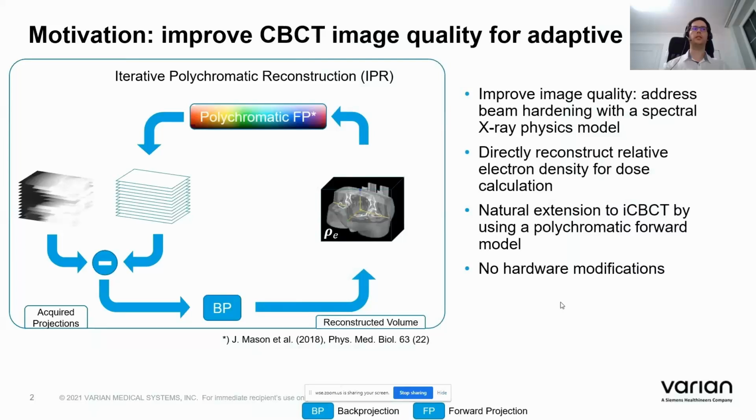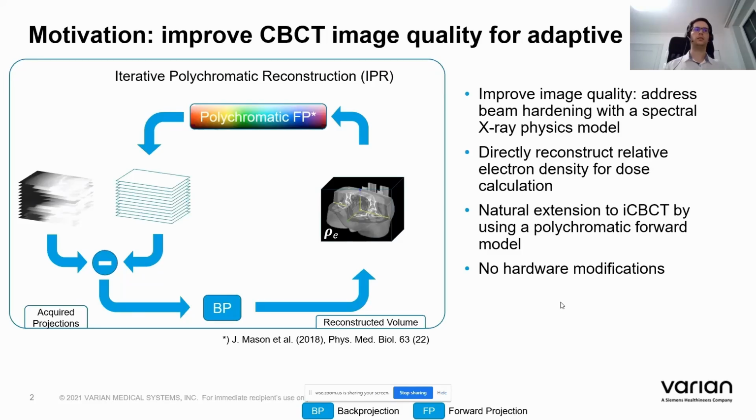CBCT image quality is vital for adaptive radiation therapy. However, image quality can be compromised by various artifacts. In this work, we explore the potential of using a polychromatic model to reduce beam hardening and metal artifacts. We also intended to directly reconstruct relative electron density for the purpose of dose calculation.